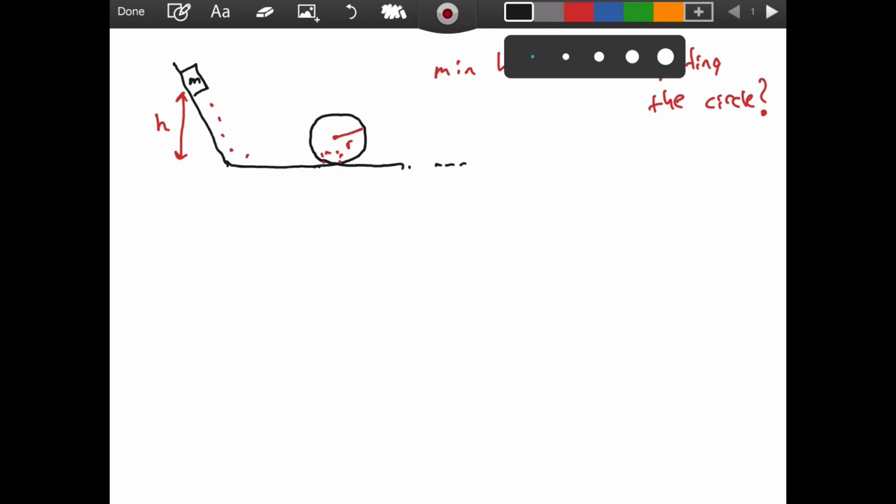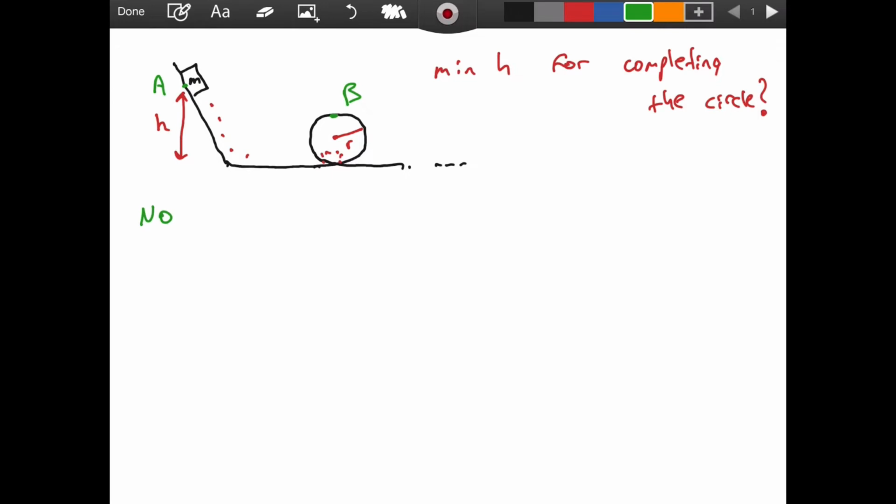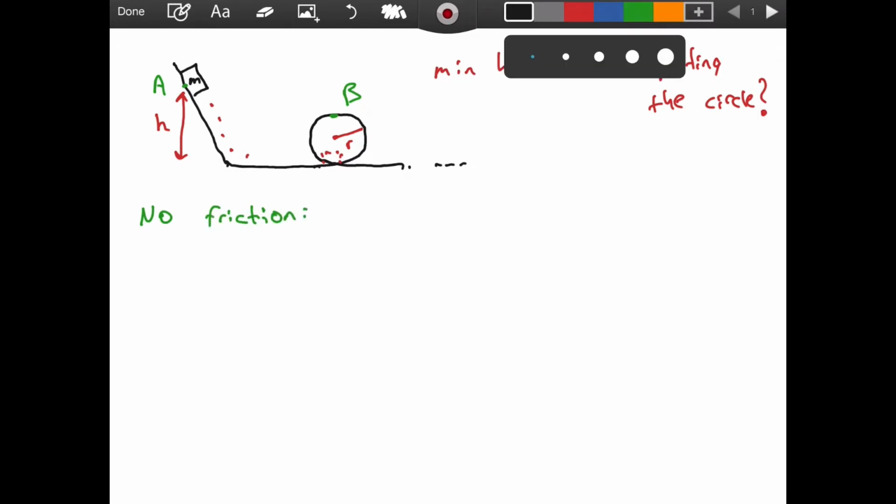Well, to approach this, I will consider 2 points. The first one is going to be point A, which is the point of release. And the second point is going to be named B, which is the highest point of our circular track, okay? Now, let's say that we assume no friction. If there is no friction, then energy at A should equal the energy at B. Alright, this is by the conservation of mechanical energy.